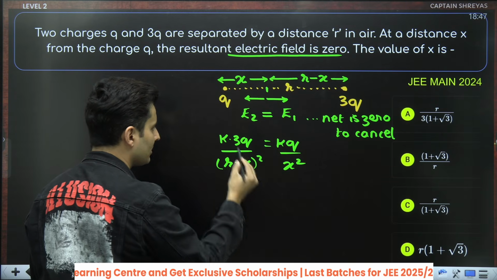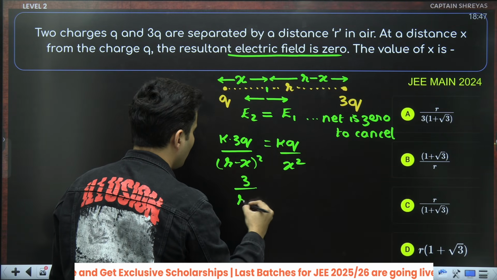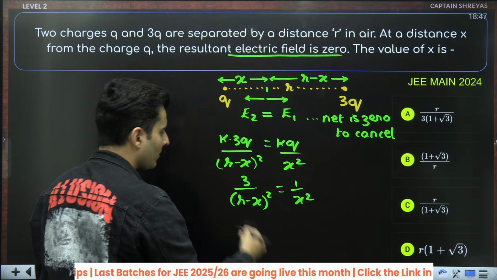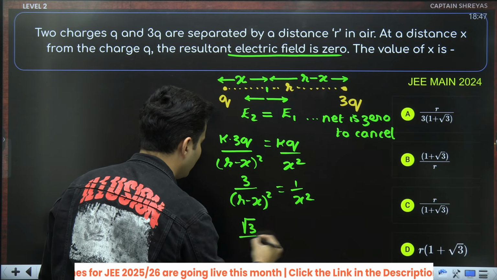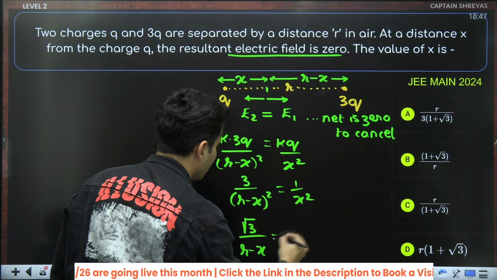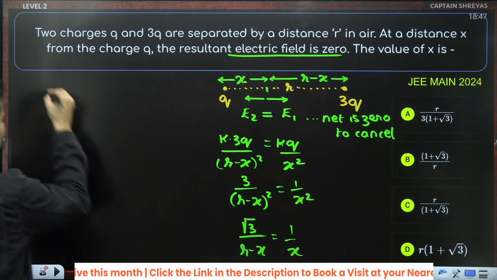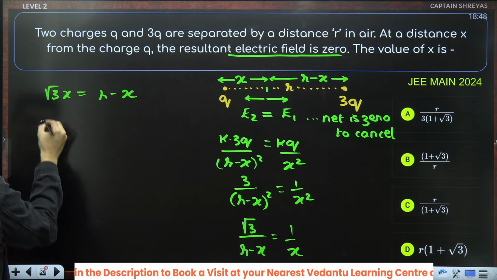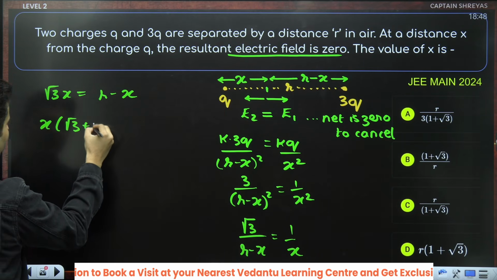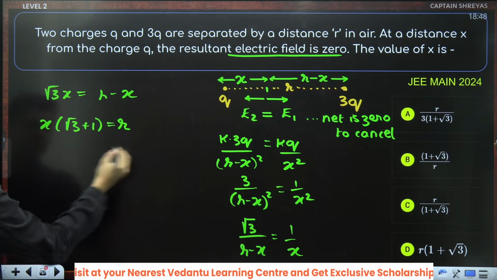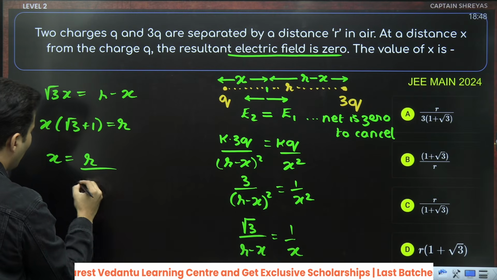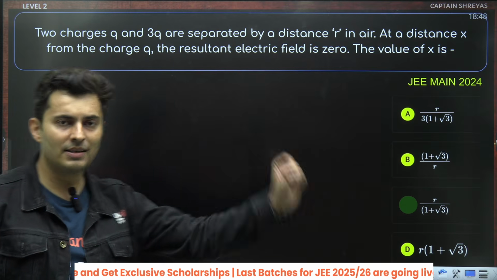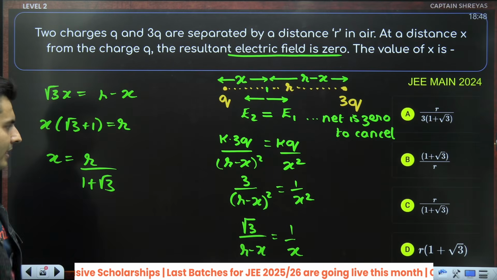K and Q cancel. So 3 divided by r minus x whole square equals 1 by x square. Take root on both sides. So root 3 divided by r minus x is 1 by x. Cross multiply: root 3 times x is r minus x. Take x to the other side, so x into root 3 plus 1 is r. Take root 3 plus 1 below, so x is r by 1 plus root 3, which is option C. That is the correct answer.